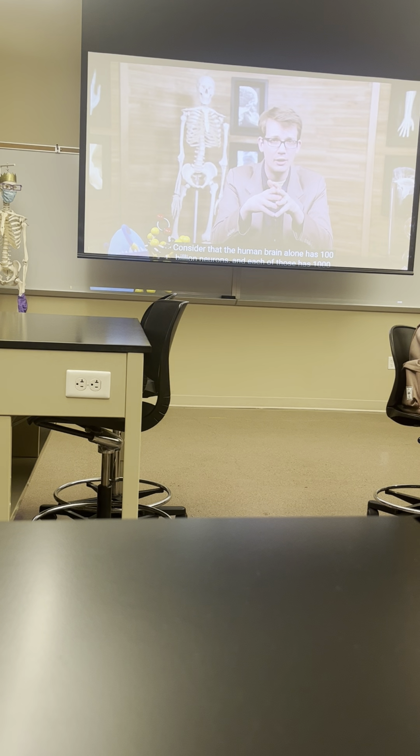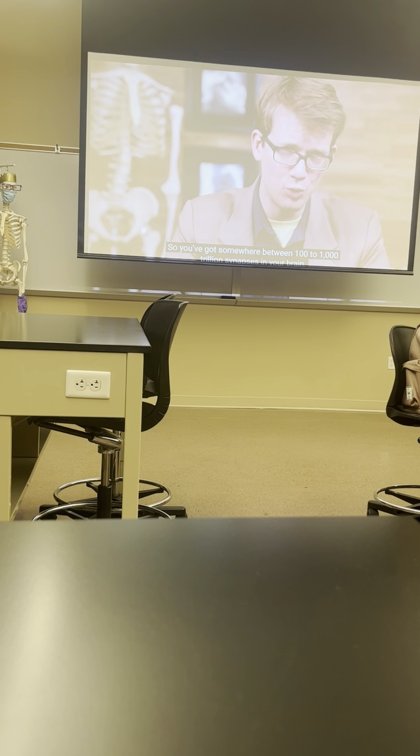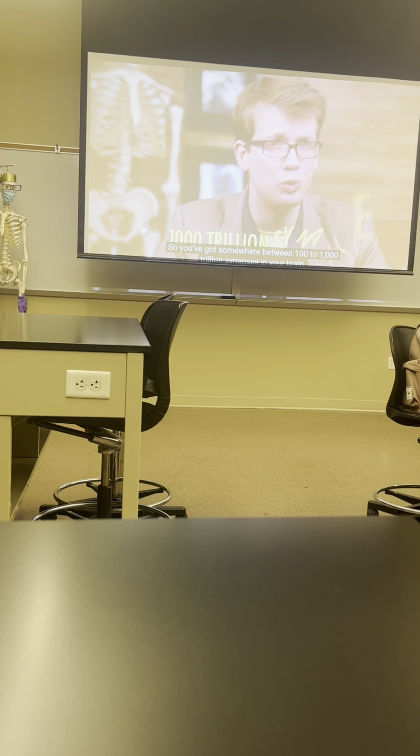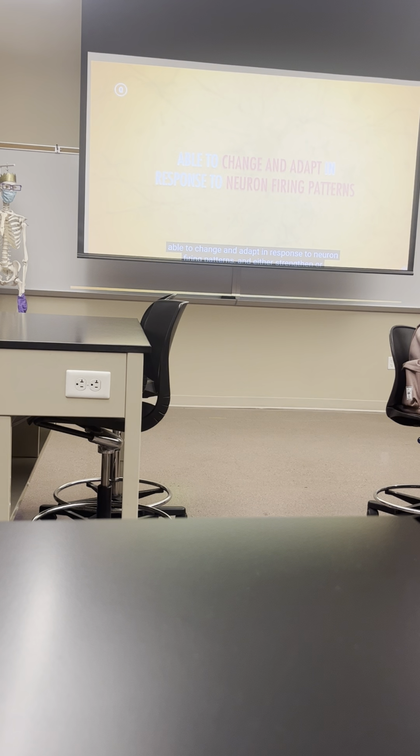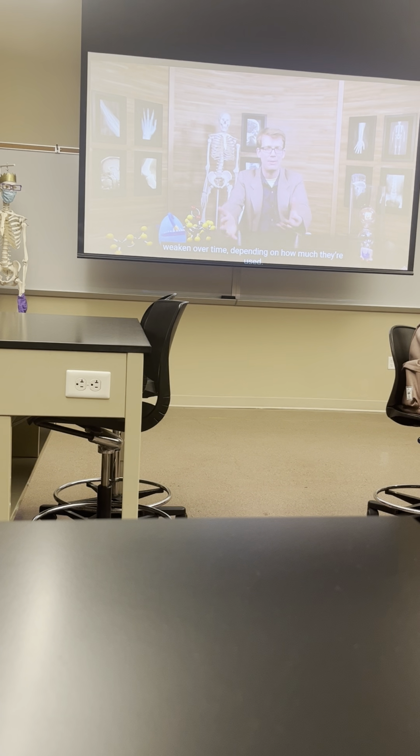Consider that the human brain alone has 100 billion neurons, and each of those has 1,000 to 10,000 synapses. So you've got somewhere between 100 to 1,000 trillion synapses in your brain. Each one of these hundreds of trillions of synapses is like a tiny computer all of its own, not only capable of running loads of different programs simultaneously, but also able to change and adapt in response to neuron firing patterns and either strengthen or weaken over time, depending on how they're used.